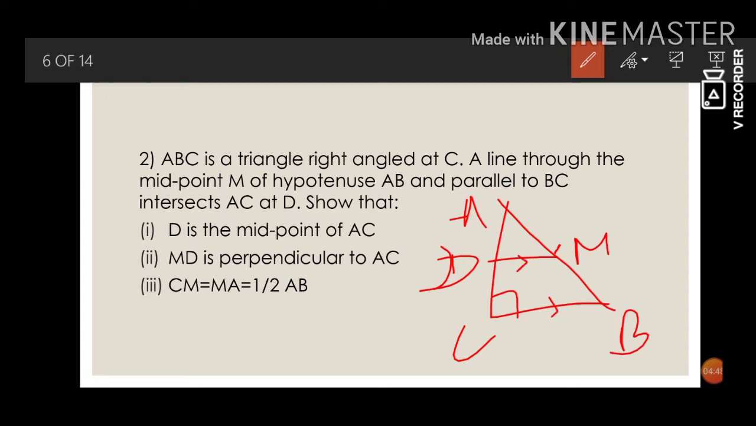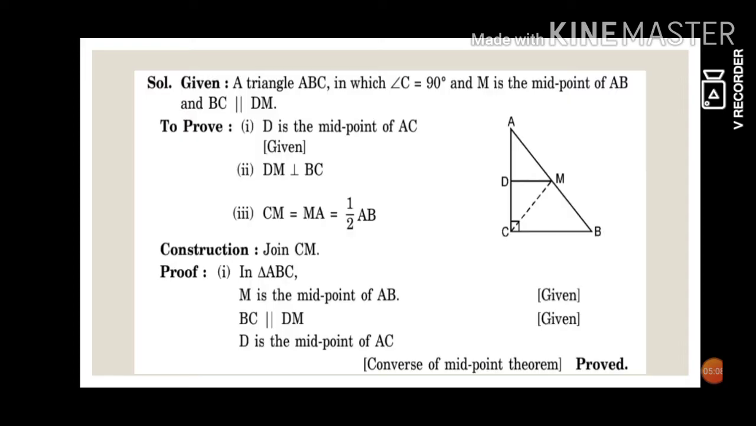We have to show that D is the midpoint, so these two should be equal: AD is equal to DC. MD is perpendicular to AC, so we have to show it as 90 degrees, and CM, that is this line, CM is equal to AM is equal to half of AB. So let us see the solution.